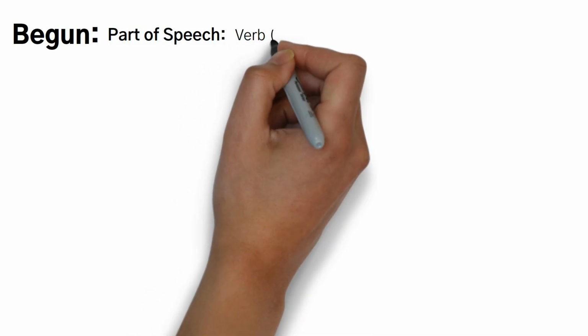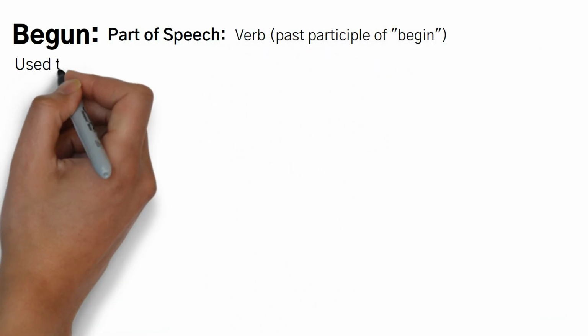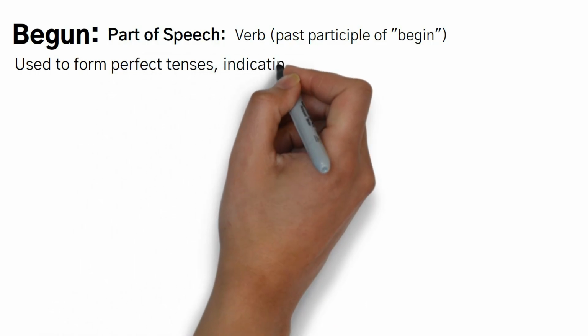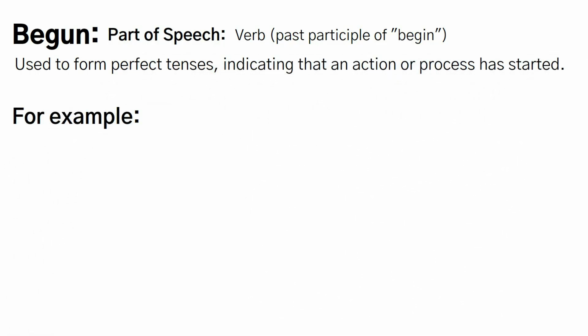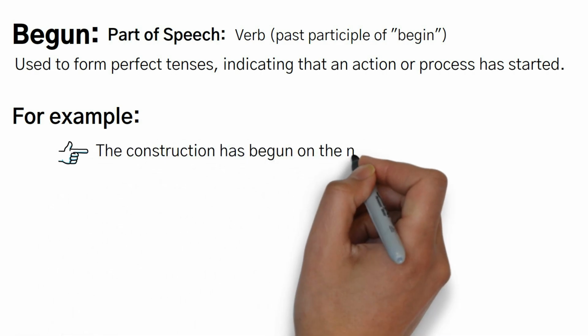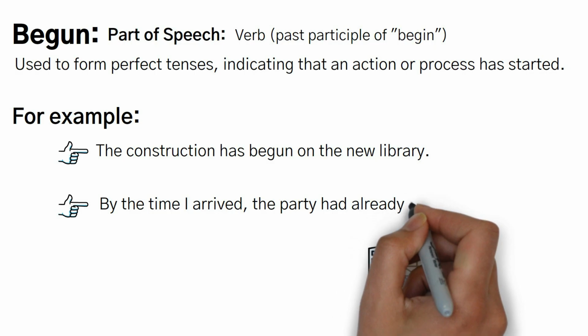Begun, part of speech, verb, past participle of begin. Used to form perfect tenses, indicating that an action or process has started. For example, the construction has begun on the new library. By the time I arrived, the party had already begun.